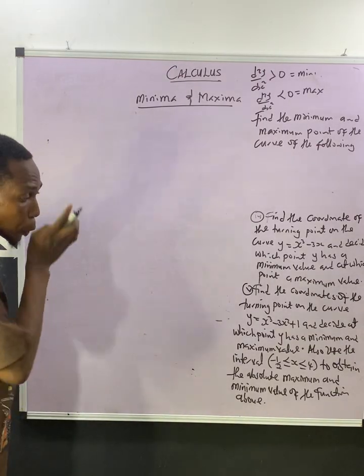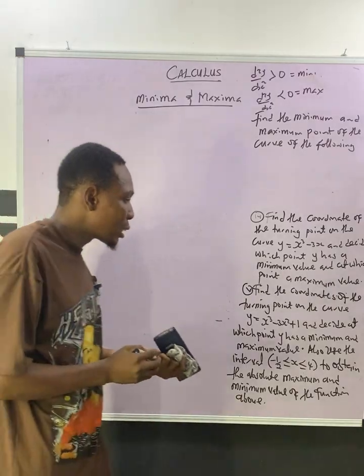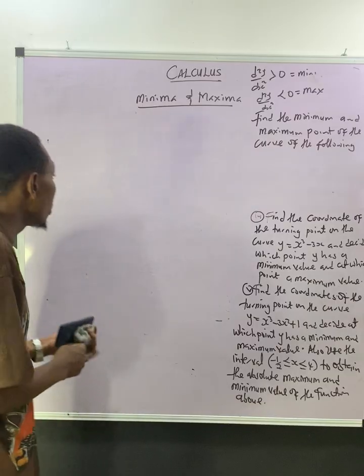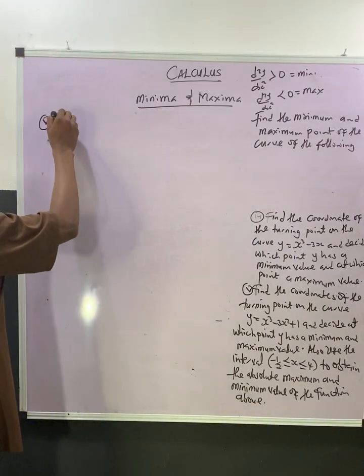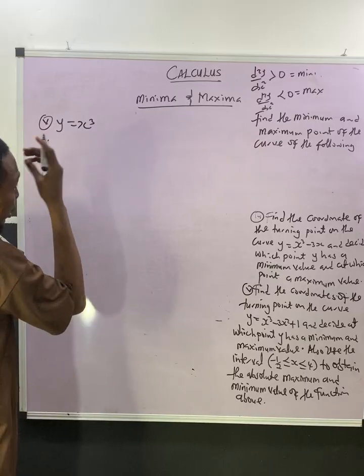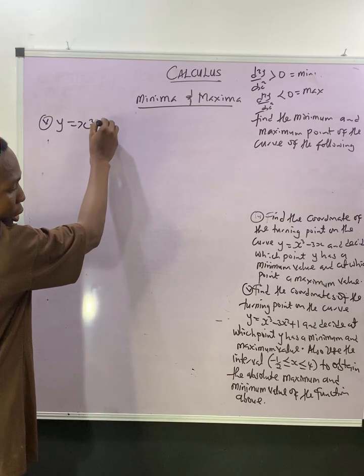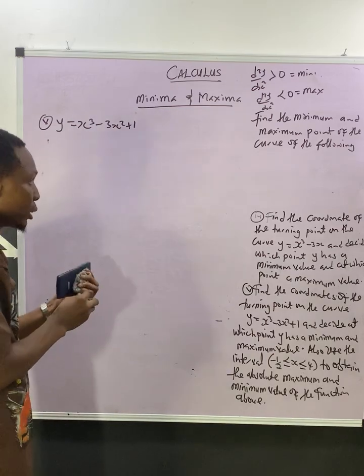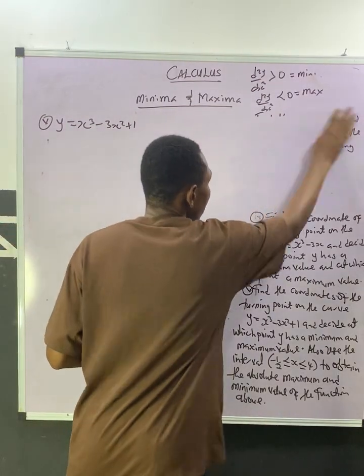So for question number 5, we are told to find the coordinate of the turning point on the curve. That is, we are given y equals x cubed minus 3x squared plus 1. Okay, so we're done with this.